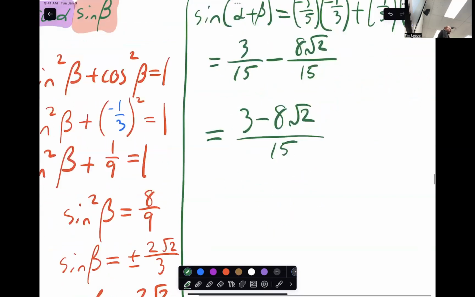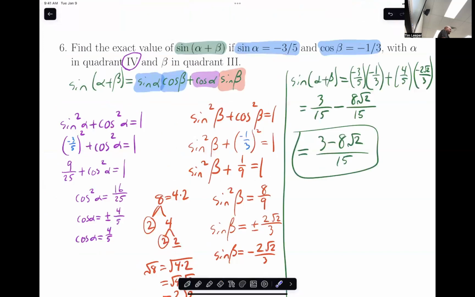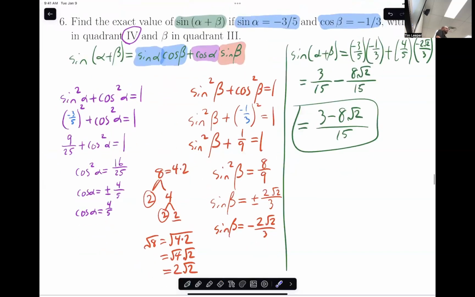Now, if you want to, you can break it up as 3 over 15 minus 8 over 15, but there's really no reason to. We already had it the other way around. There are no common factors with all 3 terms. By that one, I mean that one, and that. None of theirs, they don't all 3 share a common factor, right? So that's it. That's as far as you go. So sine of alpha plus beta in this particular situation is 3 minus 8 root 2 all over 15. Good deal. Questions about that?